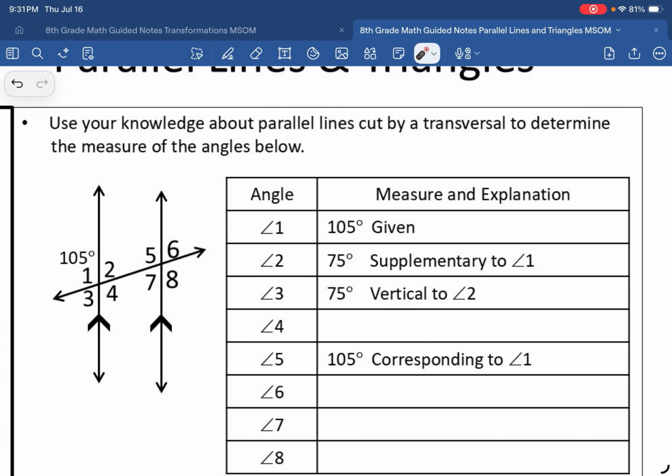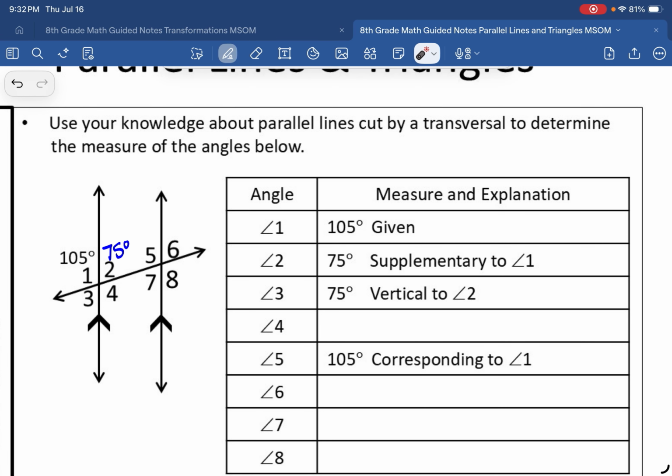Use your knowledge about parallel lines cut by a transversal to determine the measure of the angles below. So it tells us that angle 1 is 105 degrees. Angle 2 is 75 degrees because it's supplementary to angle 1. Remember that supplementary means that it forms 180 degrees. So this angle and this angle form a line. So I know the sum of them has to be 180 degrees. So I know that one has to be 75.